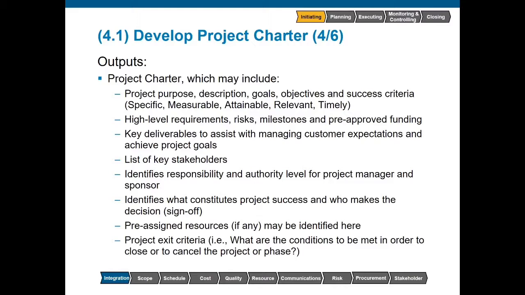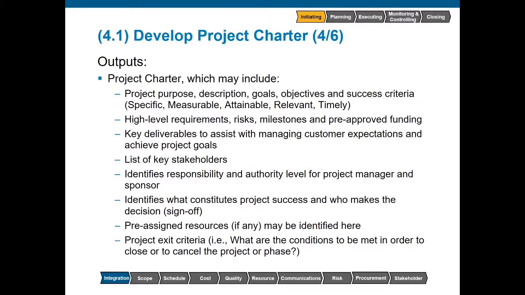High-level requirements, risks, milestones, and pre-approved funding. Now, obviously, since we don't have a lot of detail on our requirements, we don't know exactly how long the work will take or how much it will cost. Right now, we're just trying to do a ballpark figure, so we may do rough order of magnitude estimates.